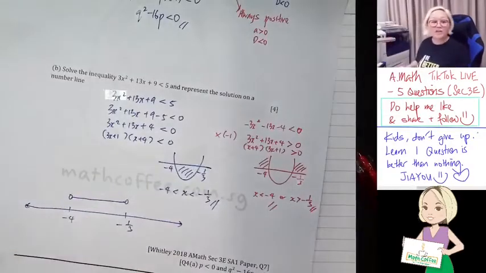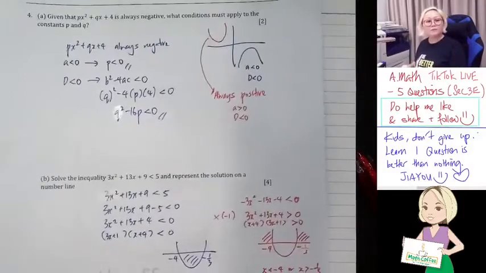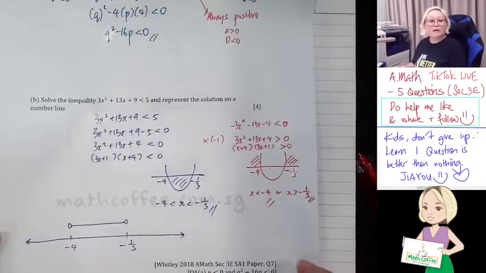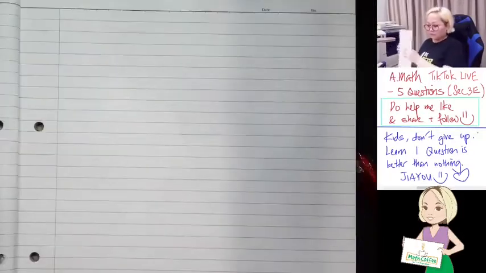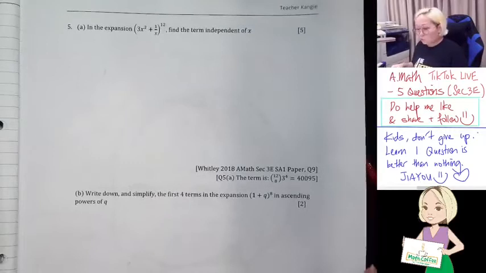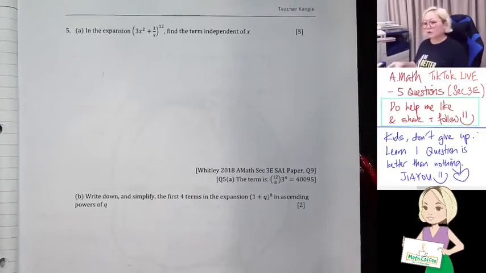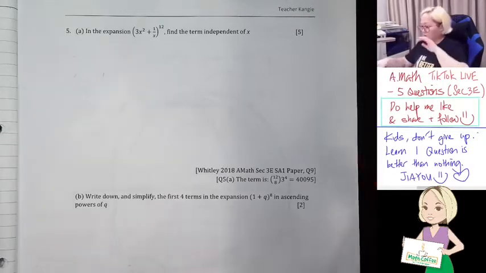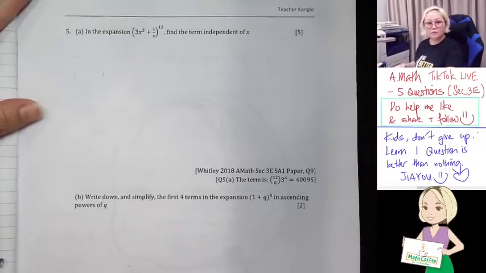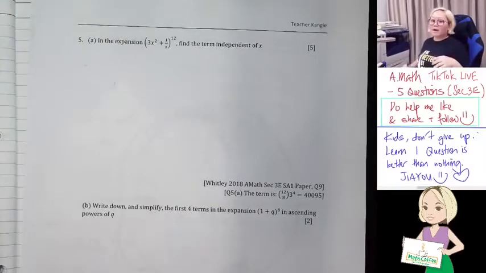Okay, I'm done with question 4. I think the next one is binomial. Most students will learn binomial in Sec 3, but sometimes the teacher will teach it in Sec 4, so it depends on the school also.